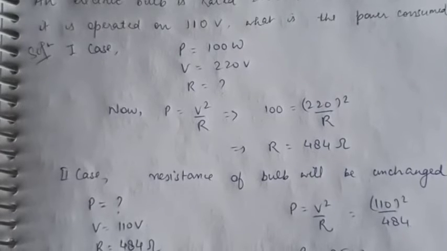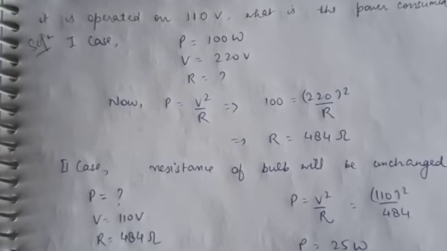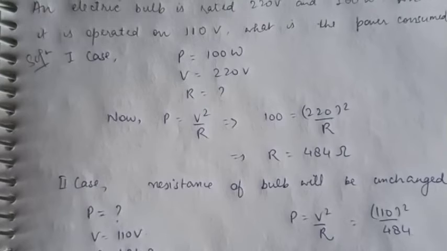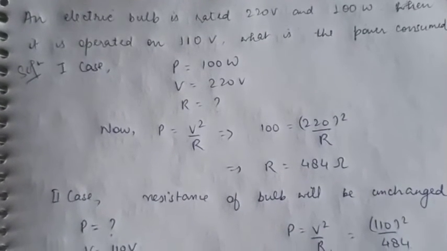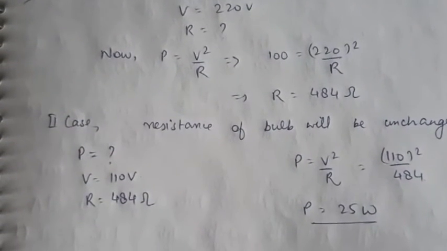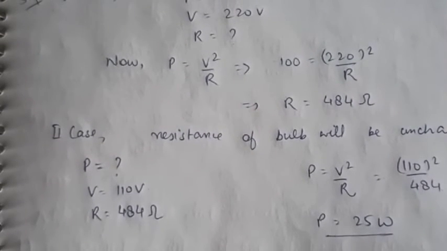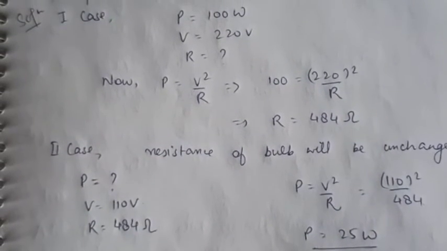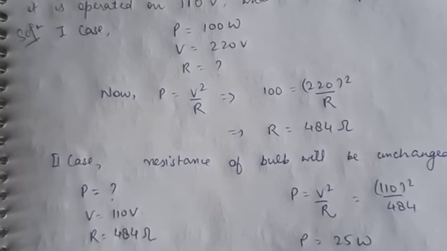Now it is asked what will be the power consumed if the voltage level is decreased. Although the voltage level is decreased, the bulb being used is the same, so the resistance of the bulb will not change. So P is equal to what? We have V is equal to 110 volt. Again, by the same formula, P is equal to V square by R, we get power to be 25 watt.